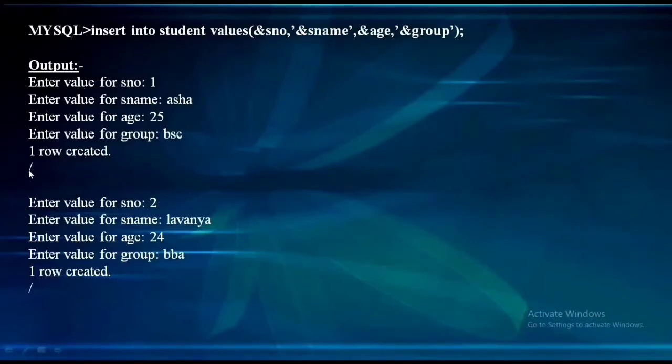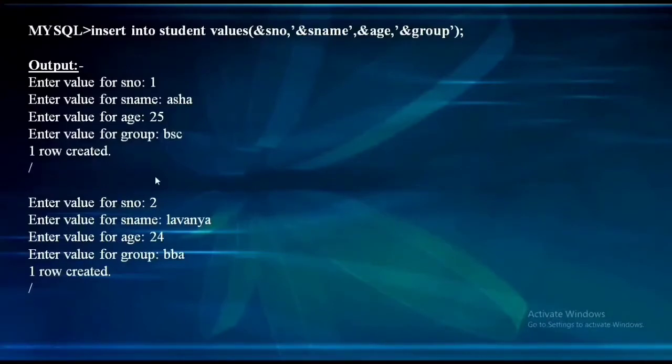Okay. Next, forward slash enter. Next, second student. Enter value for student number 2. Enter value for student name Lavanya. Enter value for age 24. Enter value for group BBA. And press enter key. One row is created. In the student table, 2 rows are created.